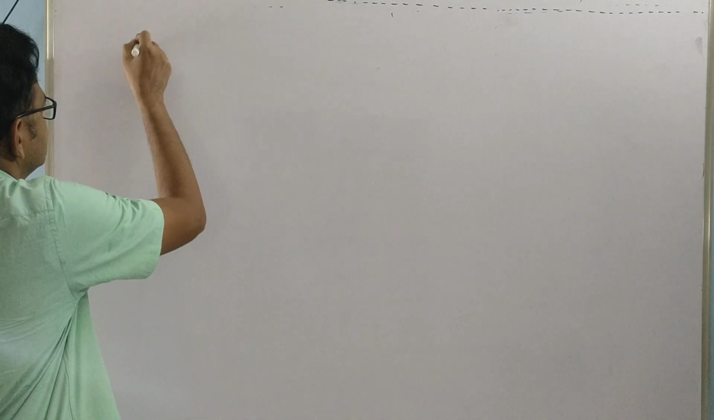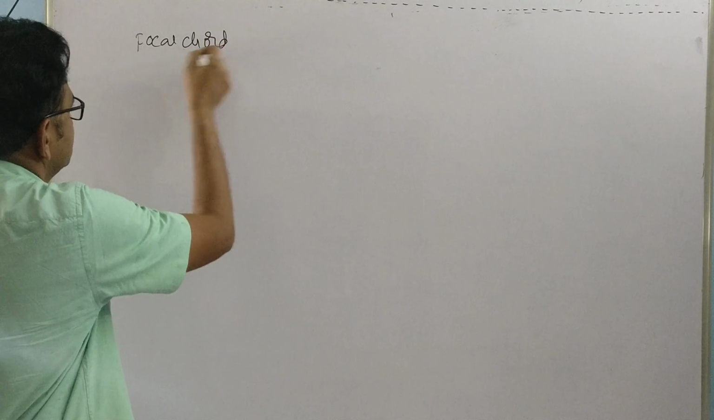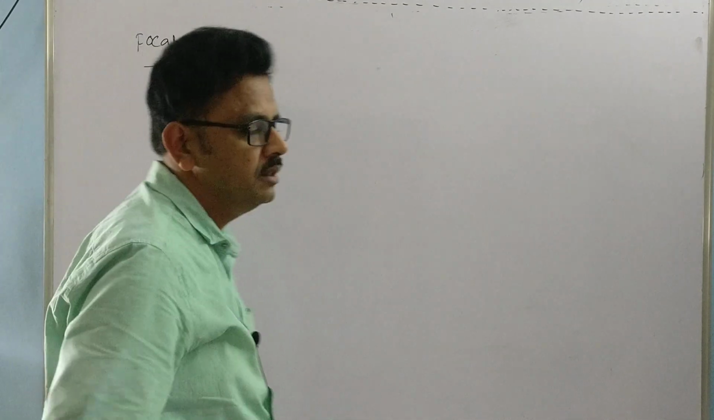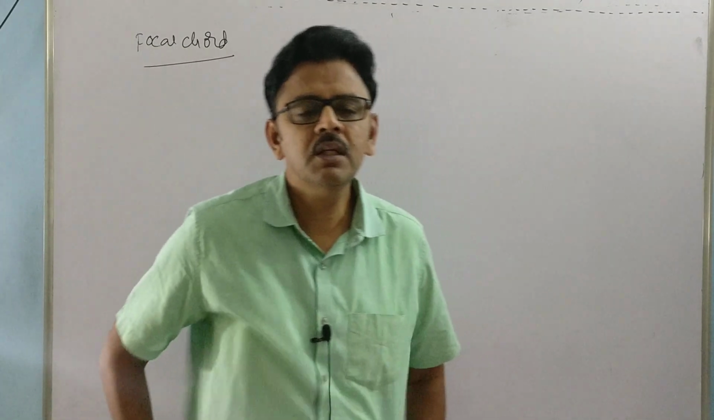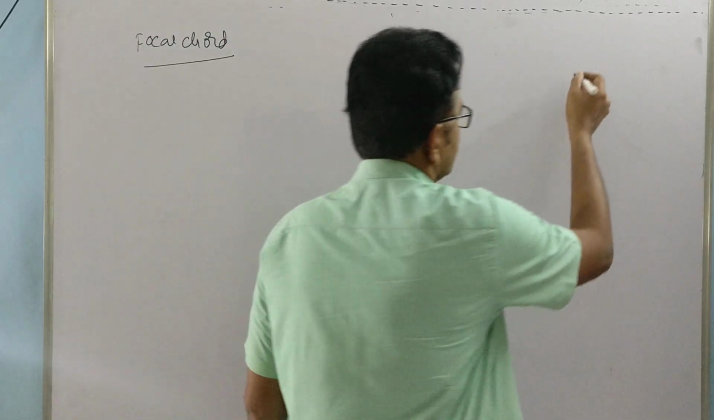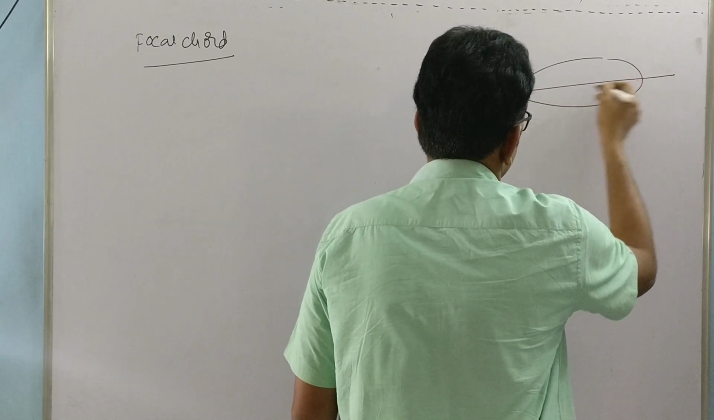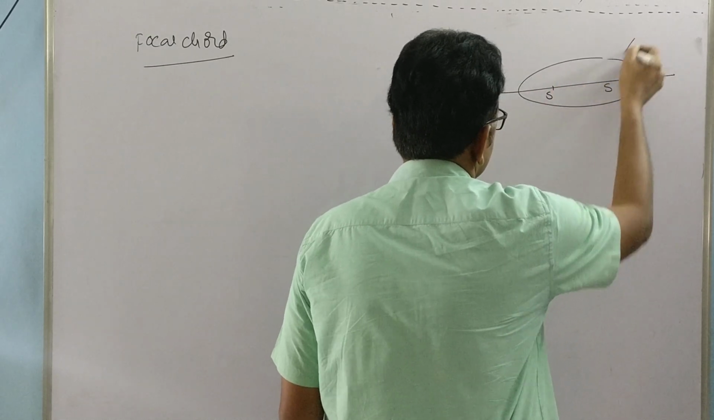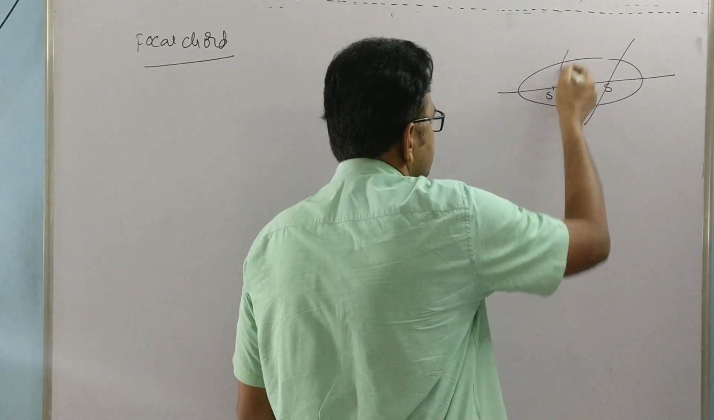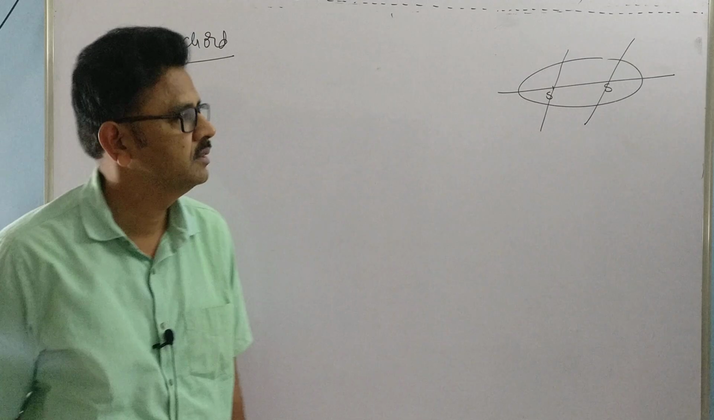Focal chord. Same as parabola. Focal chord means the chord which passes through the focus of the ellipse, either S or S dash. This is called a focal chord. This is also a focal chord which passes through the focus. That is called a focal chord.